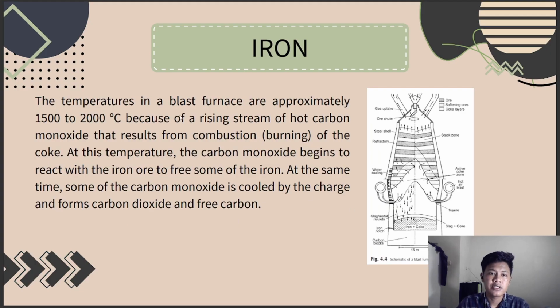The temperatures in a blast furnace are approximately 1500 to 2000 degrees Celsius because of a rising stream of hot carbon monoxide that results from combustion, or burning, of the coke. At this temperature, the carbon monoxide begins to react with the iron ore to free some of the iron. At the same time, some of the carbon monoxide is cooled by the charge and forms carbon dioxide and free carbon.